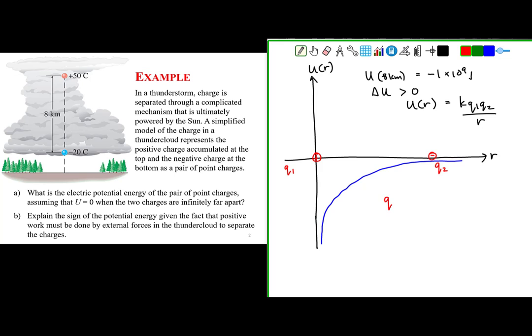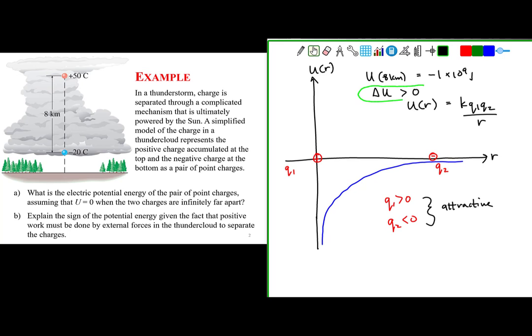Now notice, remember, charge 1 is a positive charge, charge 2 is a negative charge. The Coulomb force between them is attractive. So if we look at the sketch, this is indicating that attractive forces have negative values of potential energy. Now, again, the change of potential energy is positive.